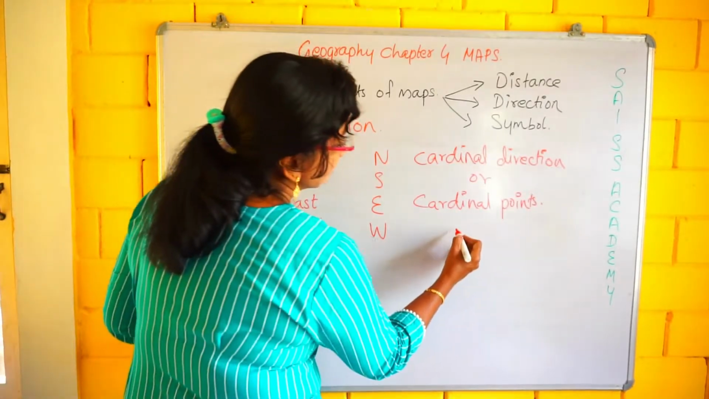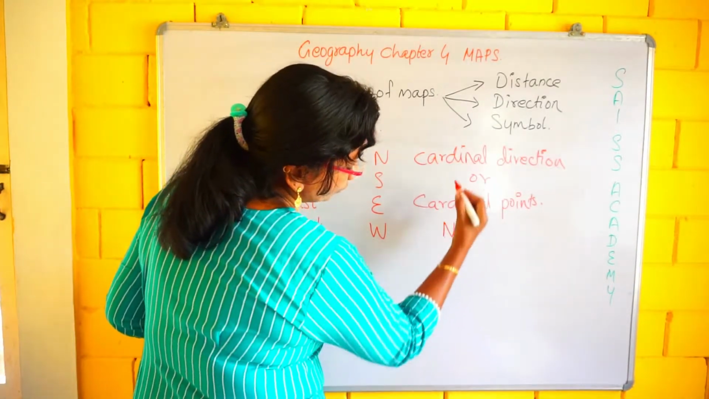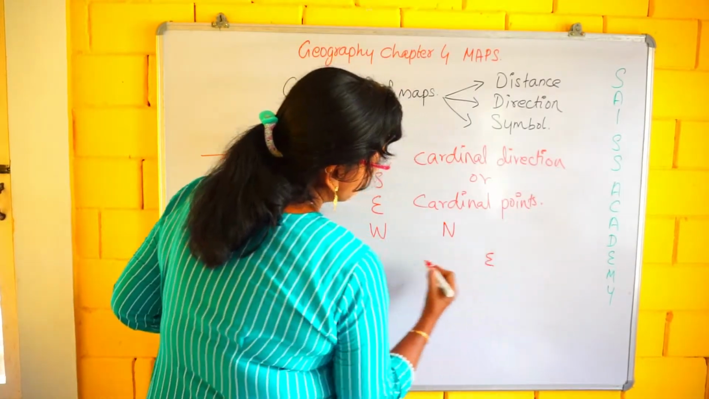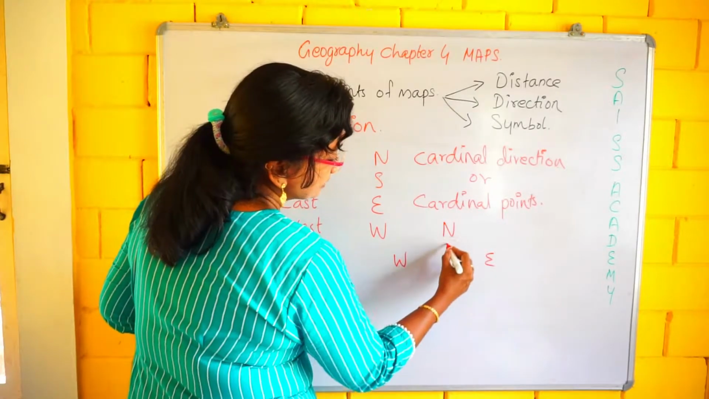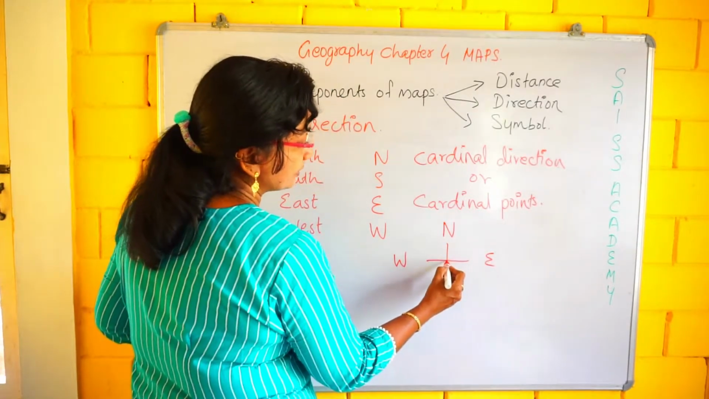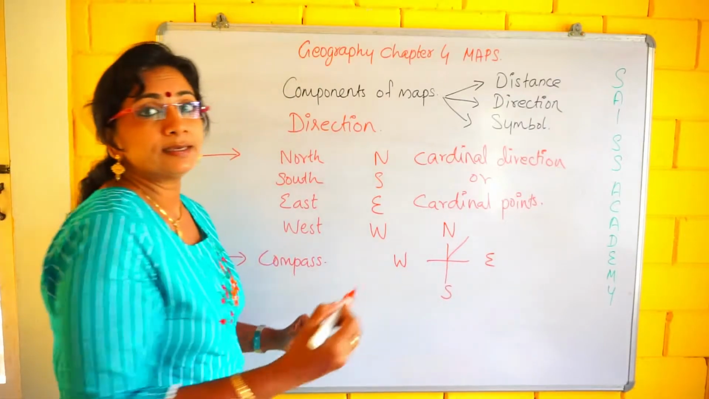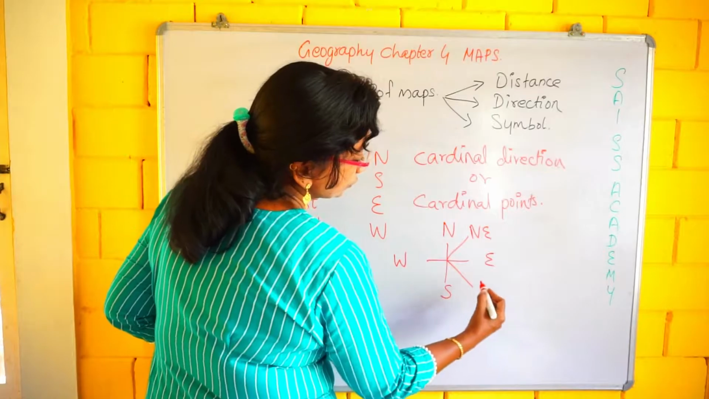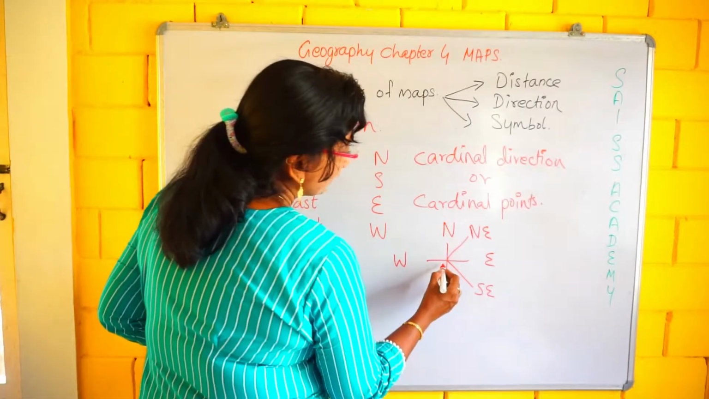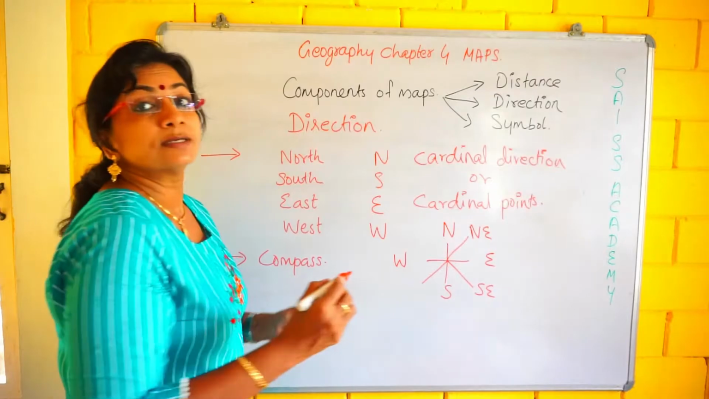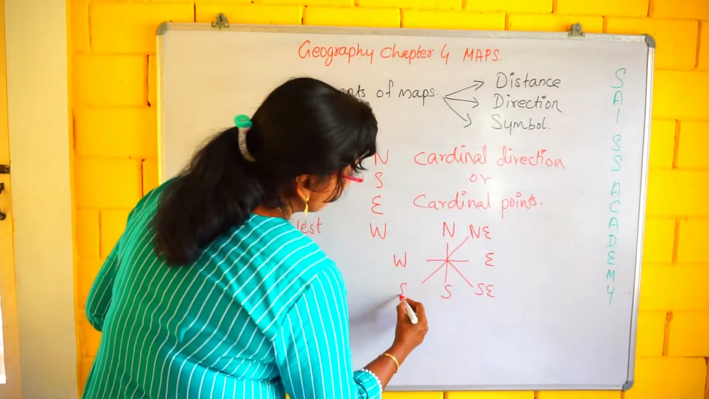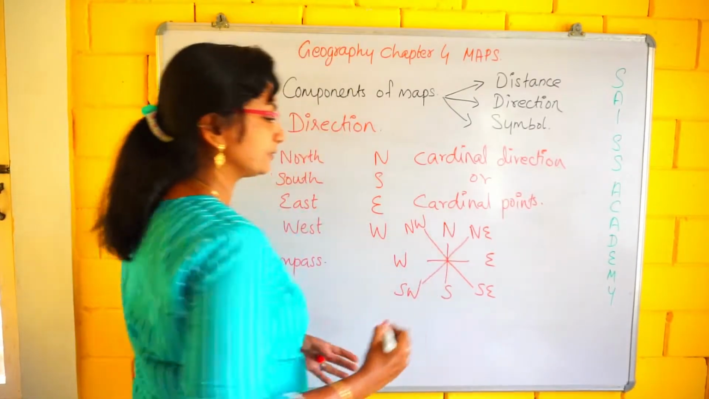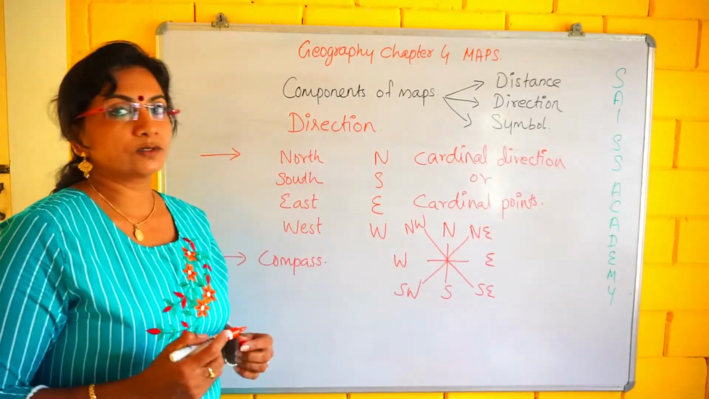Next, I told you that north is on the upper side and south on the down side. Right side should be east, and left side should be west, isn't it? These are the 4 main directions. Then what will be here? It should be the northeast direction, and this should be the southeast direction, and this should be the southwest, and this should be the northwest. Understood? Okay, these are also directions.